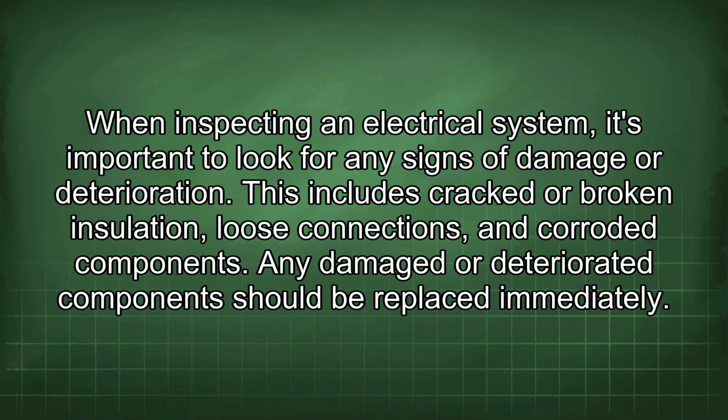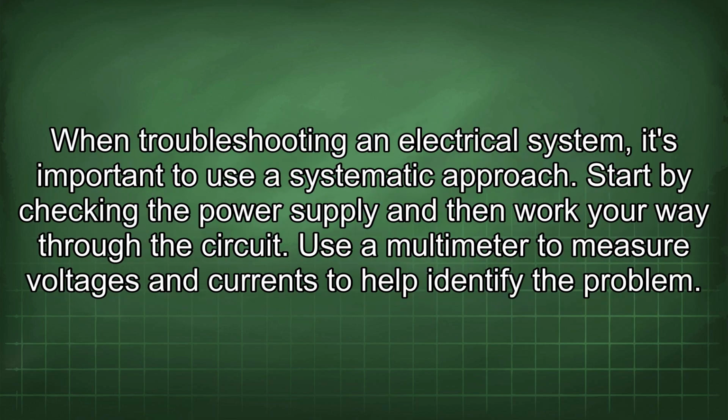When inspecting an electrical system, it's important to look for any signs of damage or deterioration. This includes cracked or broken insulation, loose connections, and corroded components. Any damaged or deteriorated component should be replaced immediately. When troubleshooting an electrical system, it's important to use a systematic approach.